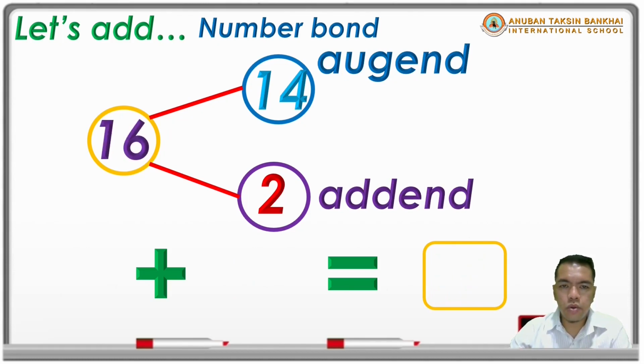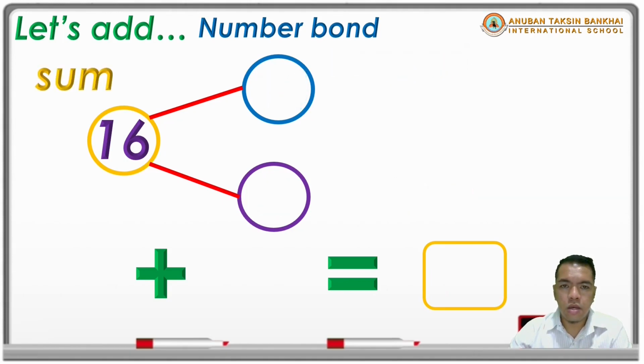We can also interchange their position, the two parts. It's okay. Just like this. 14 and 2 makes 16. There's no problem if you're going to change the position of the parts. But do not change the position of your whole. Okay? Good.